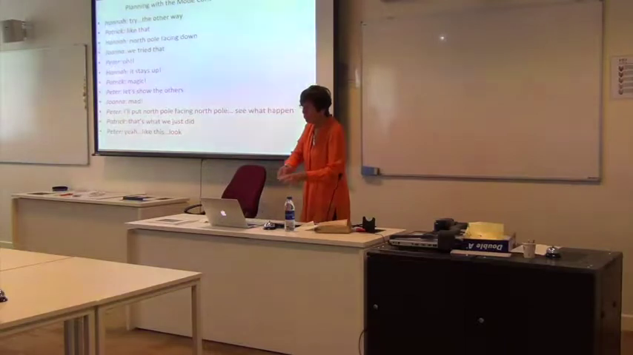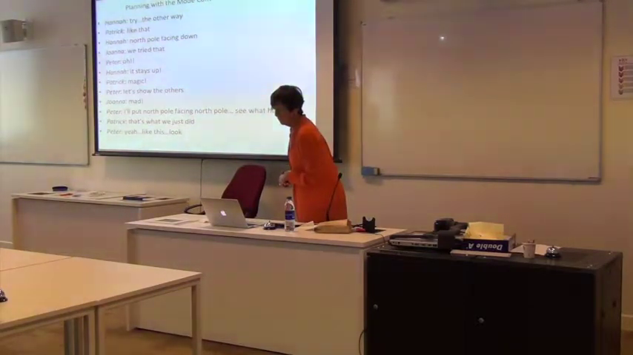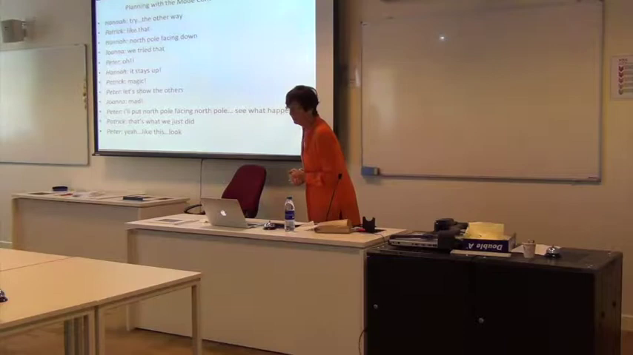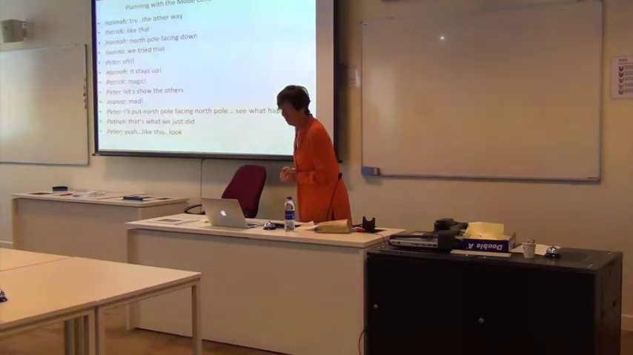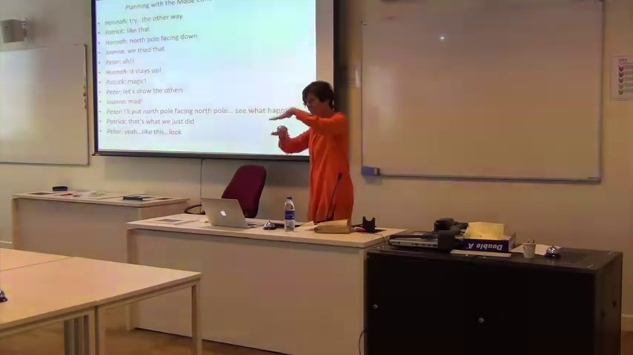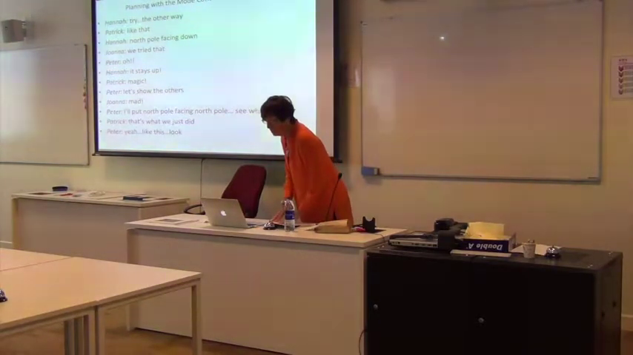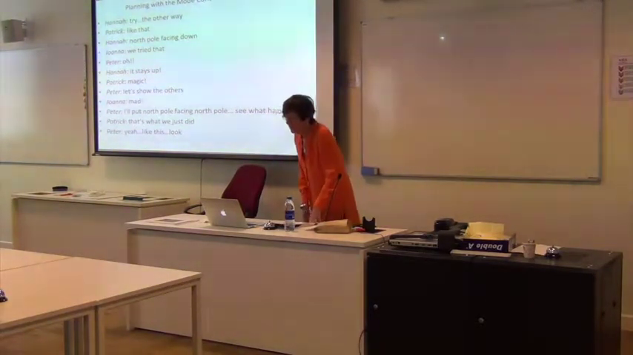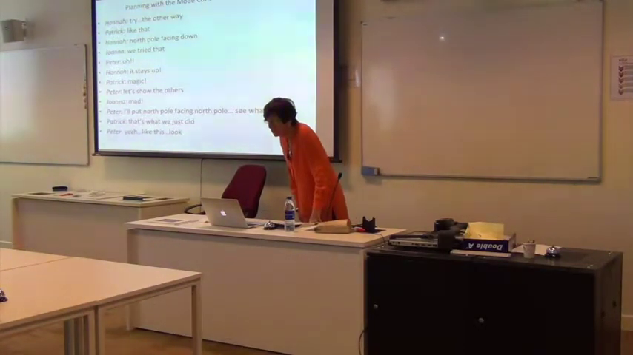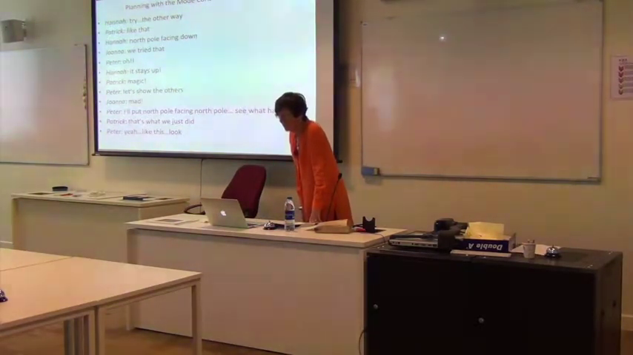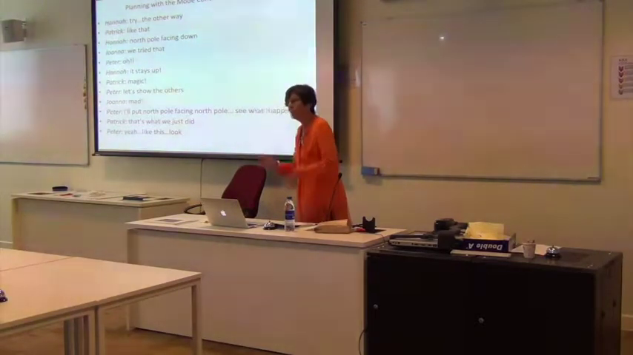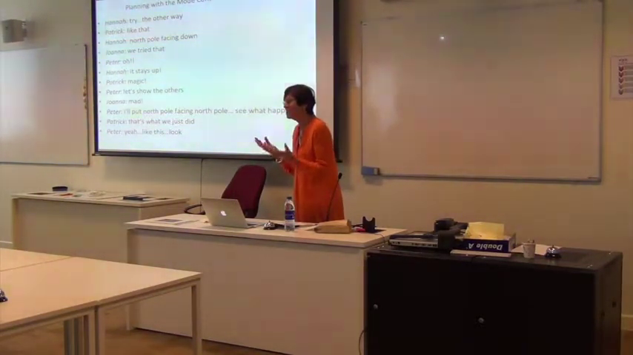They were playing with it. Try the other way, like that. North pole facing down. We tried that. Oh! And they've just put it the other way so that it's floating. It stays up. Magic. Let's show the others. Mad. I'll put North Pole facing North Pole. See what happened. That's what we just did. Yeah, like this. Look. So they played around with this. It's a really neat experiment. It's a fabulous one to do with young children because it really looks like something impossible is happening.